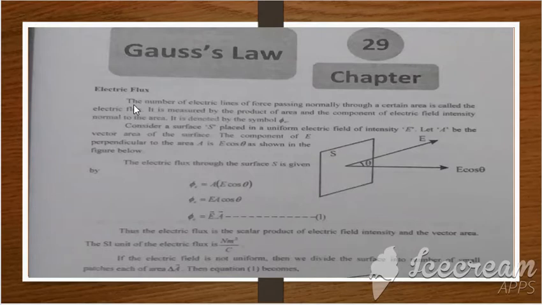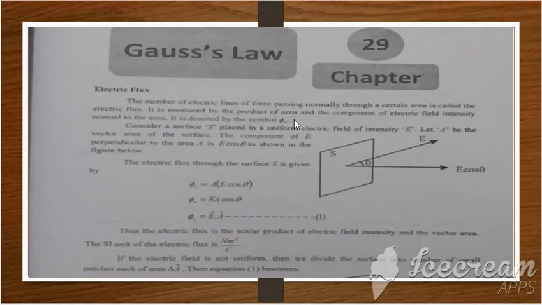Now, how can we define an electric flux? First of all, the number of electric lines of force which are passing perpendicularly or normally through a certain area is called electric flux. Whenever electric field lines pass through an area which is held perpendicular, or at right angles, to these lines, this will generate the term flux.